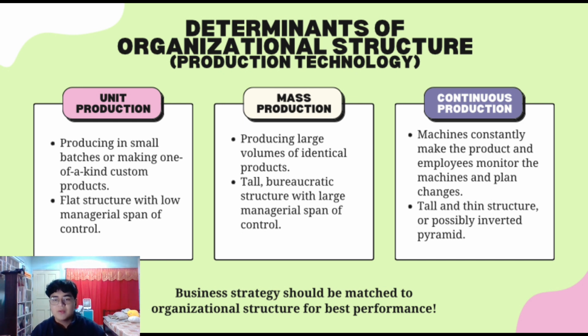Lastly, we have firms that make use of continuous production, where machines make the product while having human employees monitor each machine and map out needed changes. So it's a mix of man and machine, you could say. In this case, a tall and thin structure is needed, something resembling an inverted pyramid. To make this more understandable, these types of firms would require a mechanistic structure with low levels of supervision. Examples of real-life firms that specialize in continuous production are ExxonMobil, a large multinational oil and gas corporation.